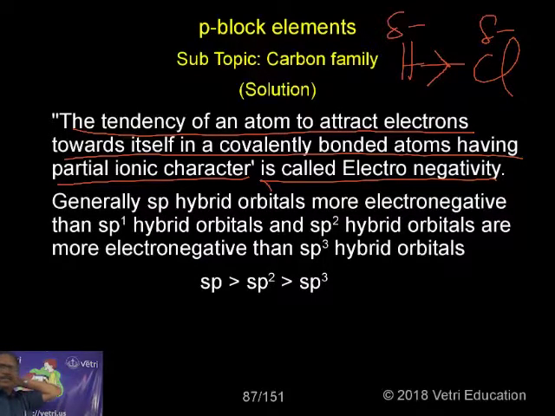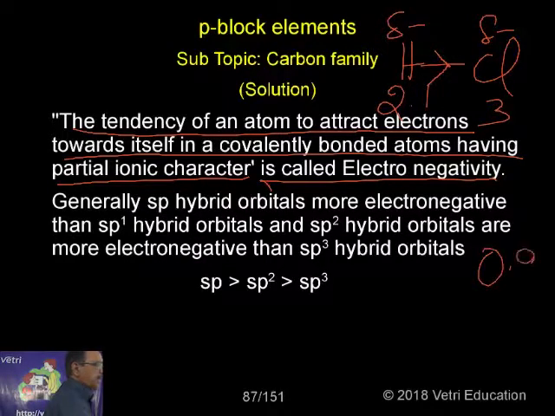According to Pauling, in chemical bonding, when the electronegativity difference between two atoms is greater than 1.9, it is ionic. Less than 1.9, it is covalent. The Cl is 3. This is 2.1. So the difference is only 0.9. So it is more covalent, but there is partial ionic character. So here we will come to the point.